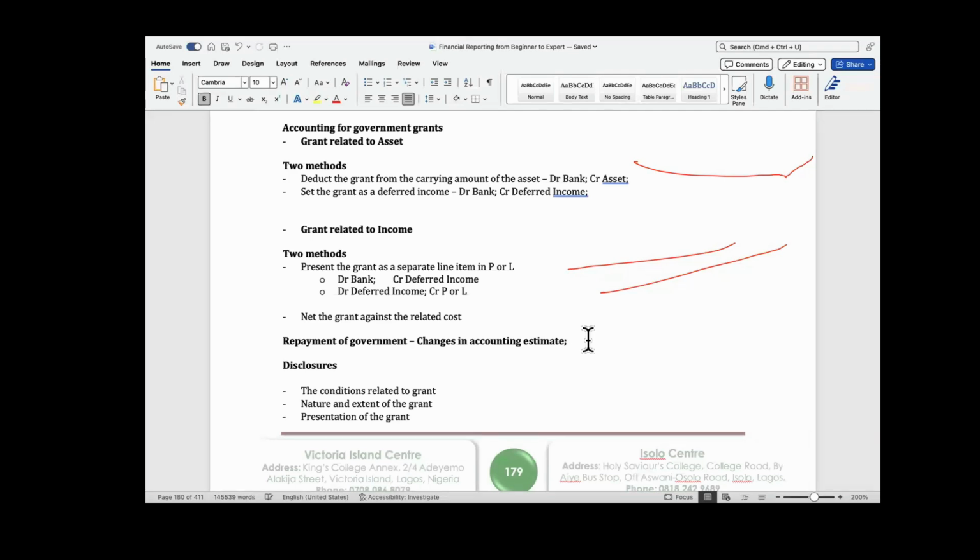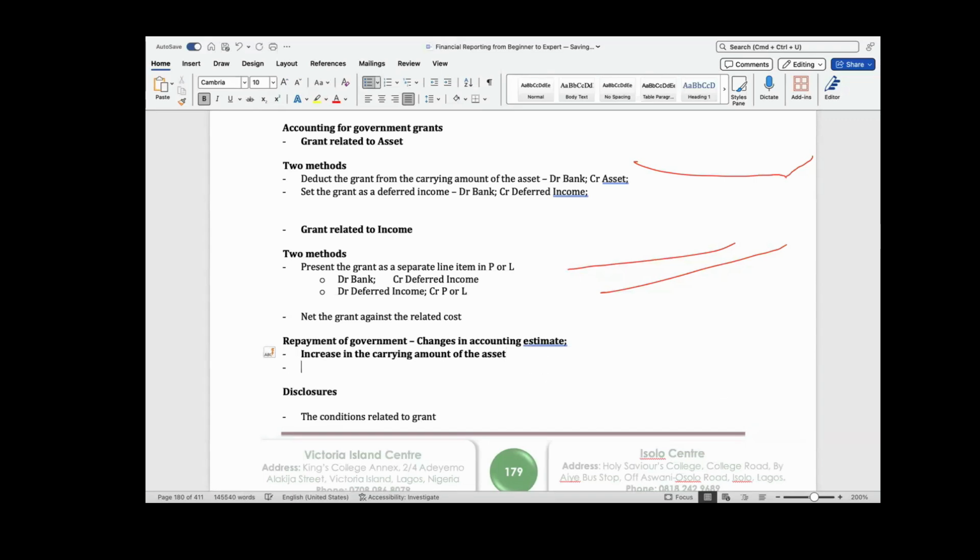So the amount you are repaying, depending on the agreement you signed, could be a portion that you are repaying back. It could be everything. But if you are repaying, by the time you are crediting bank, it means that you are going to debit the asset, increasing the carrying amount of the asset. That's one way when you have to repay the grant.